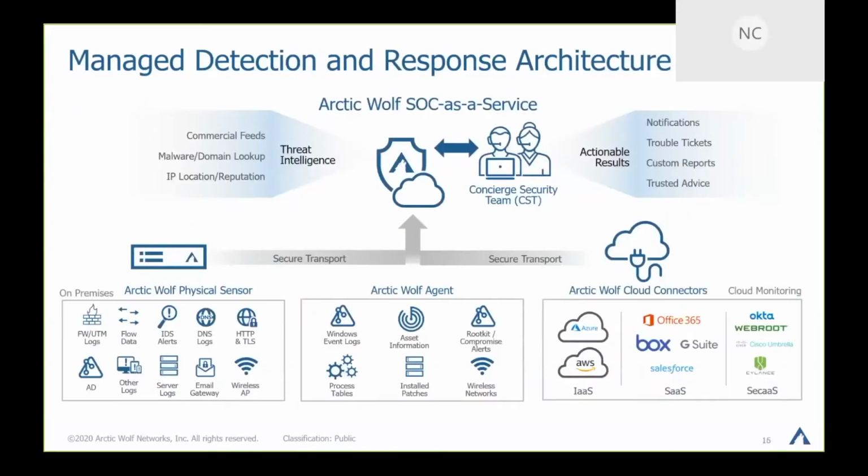This is how our managed detection and response works. There are 3 pieces to it. We have the Arctic Wolf physical sensor, which goes between the trusted side of your firewall and your network. We have the Arctic Wolf agent, which should be deployed on all the laptops, desktops, and servers within your network. And then we have our Arctic Wolf cloud connectors. If you're using something like Office 365, Box, G Suite, Azure, or AWS, we have APIs into those applications. This is just a small list of what you can attach to. There are more, but that's just an example.